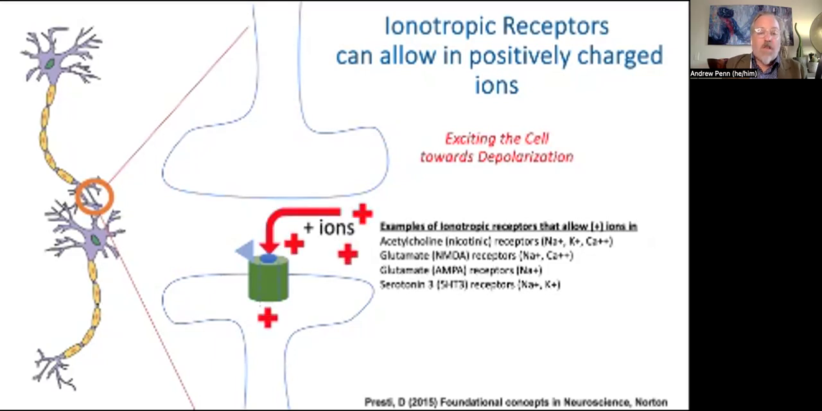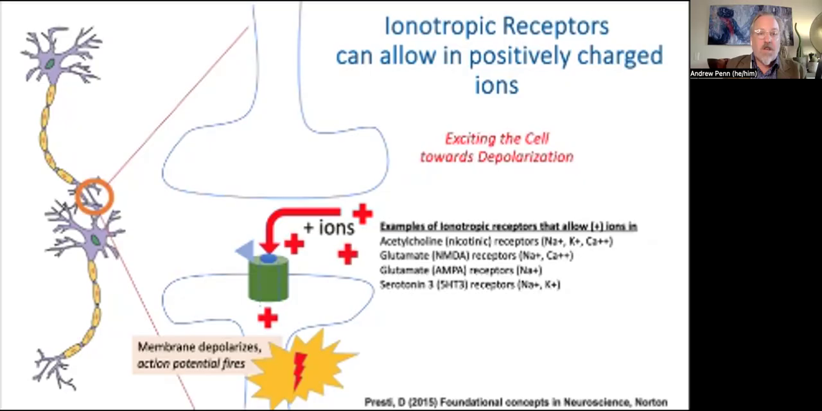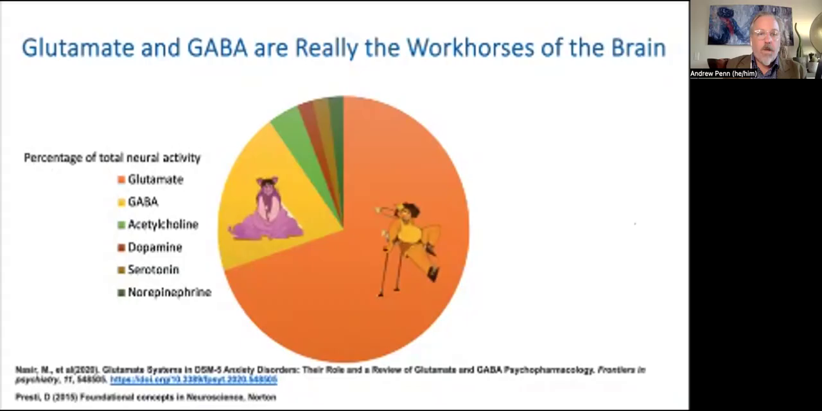So when that opens up, these positively charged ions flow in, and the cell moves towards depolarization and an action potential firing. Now, GABA and glutamate are really the main players in the brain. In psychiatry, we talk a lot about serotonin and dopamine, but really GABA and glutamate are doing the vast majority of the work. Probably over 80% of the work.